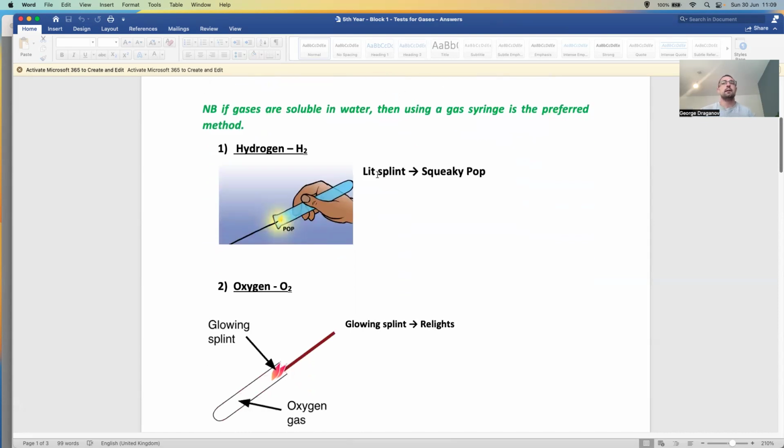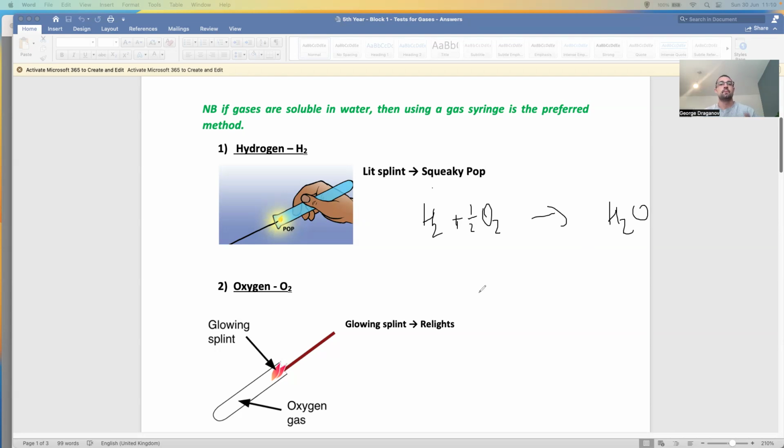For hydrogen, it's a lit splint with a squeaky pop. So the reaction going on is actually that the H2 is combining with the oxygen in the atmosphere to make H2O. Okay, so if I just put a half here, it's balanced. So lit or burning splint.